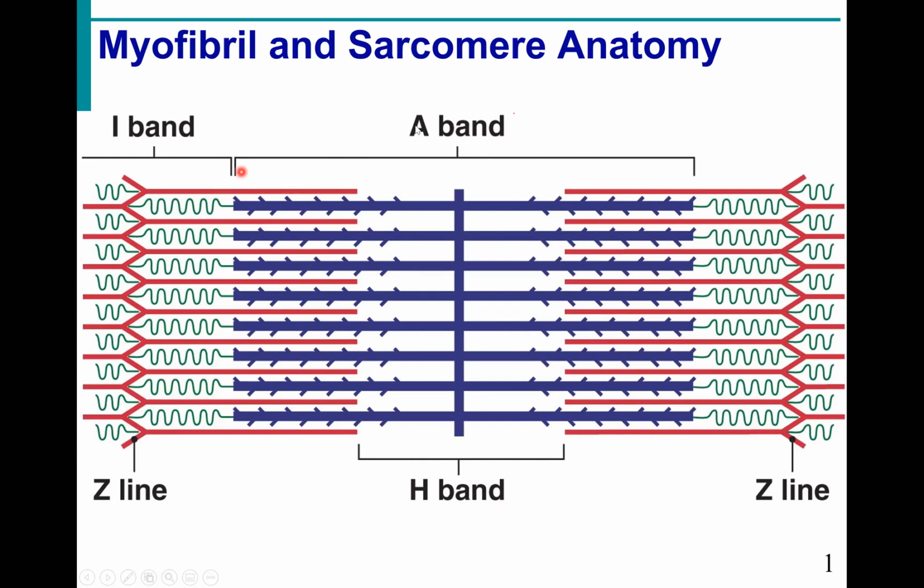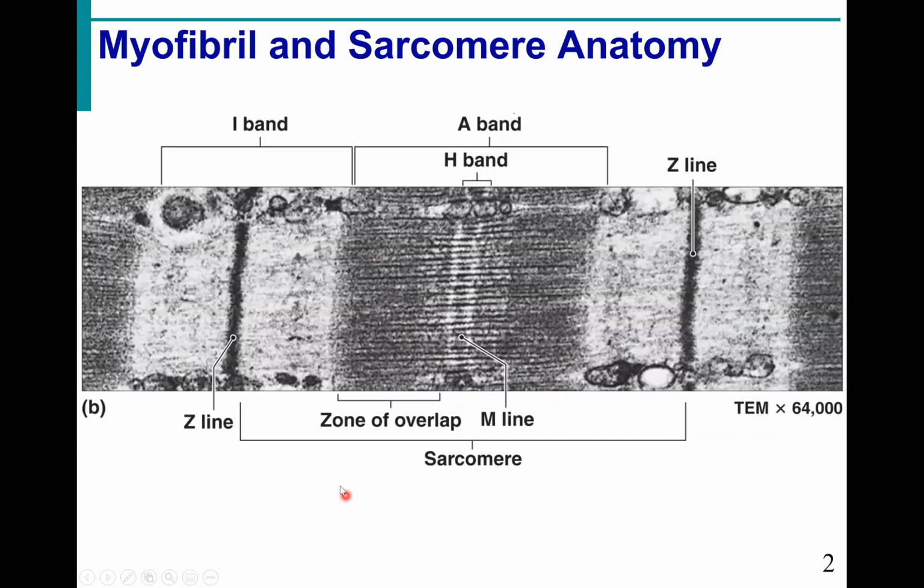Notice one other thing, our A band is completely contained within a single sarcomere. But our I band starts in one sarcomere, crosses the Z line, and goes to the next one. So I bands are not contained within one sarcomere, whereas the A band is. Again, we can see this nicely on the illustrations. But as we also pointed out, your book has these great electron microscope views.